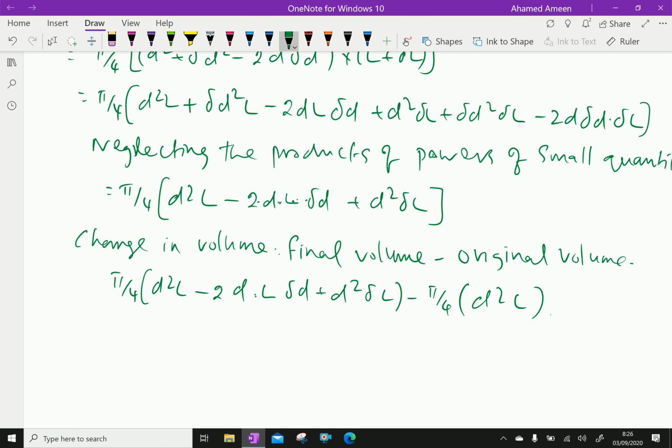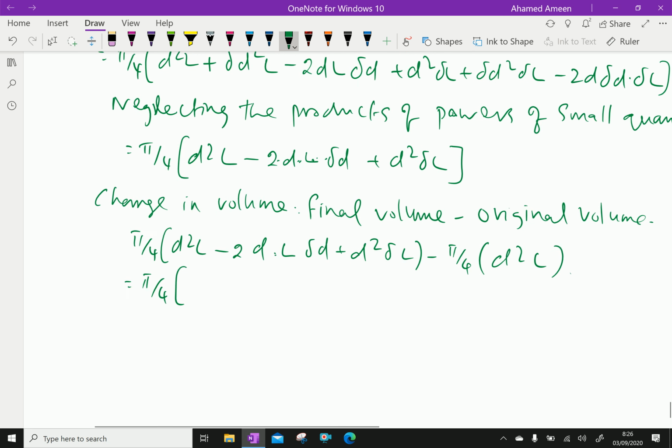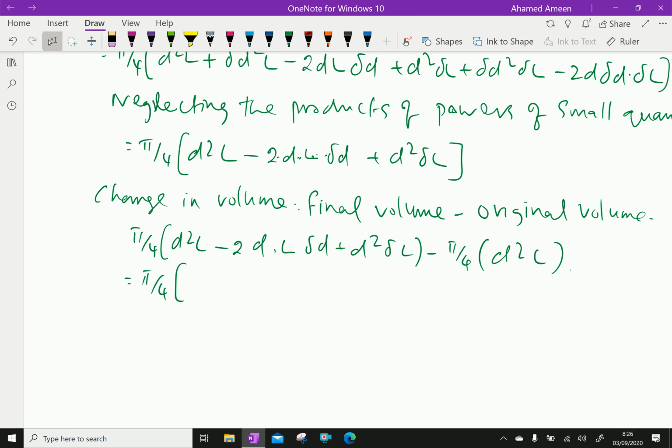So collecting pi by 4, we have d squared L and d squared L cancel, so we have the simple d squared delta L minus 2dL delta d.